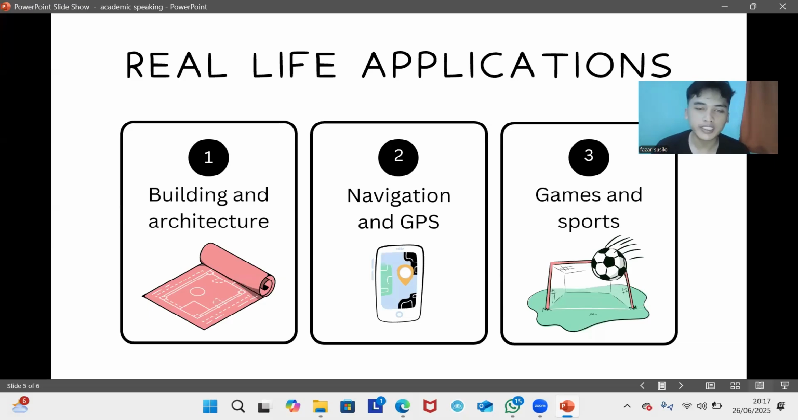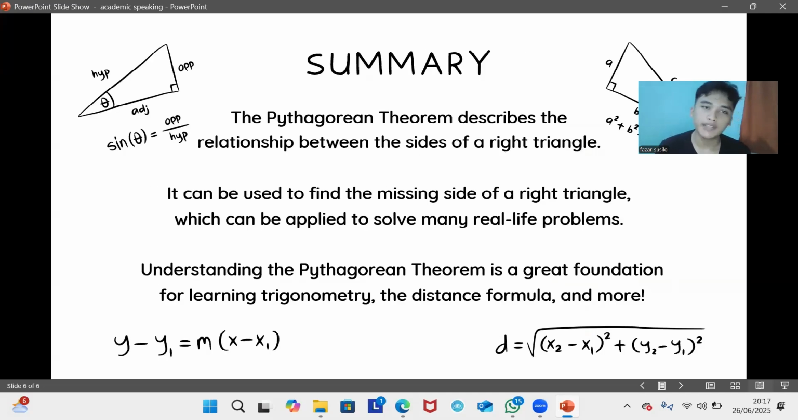And in real life applications, right angle triangles are used not just in building and architecture, but also in navigation and GPS, and of course in games and sports too. And for a summary, the Pythagorean theorem describes the relationship between the sides of a right angle triangle. It can be used to find the missing side of a right angle triangle, which can be applied to solve many real-life problems. Understanding the Pythagorean theorem is a great foundation for learning trigonometry, the distance formula, and more.